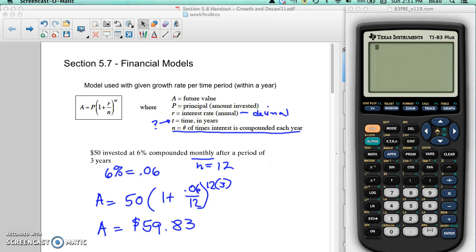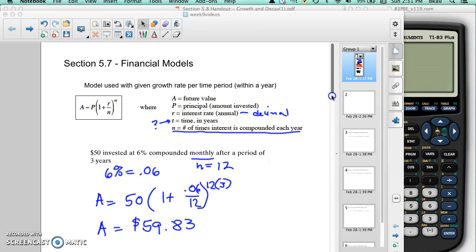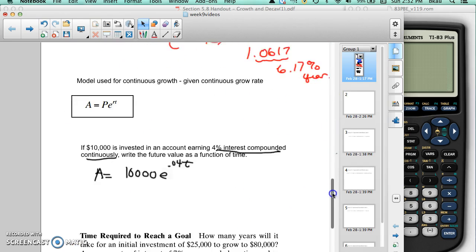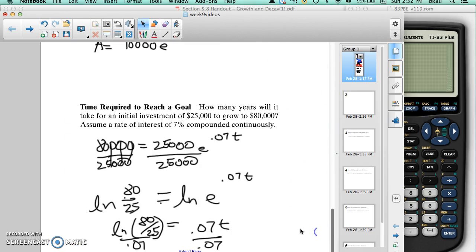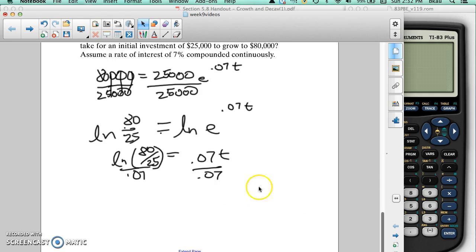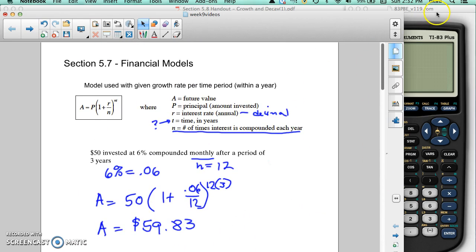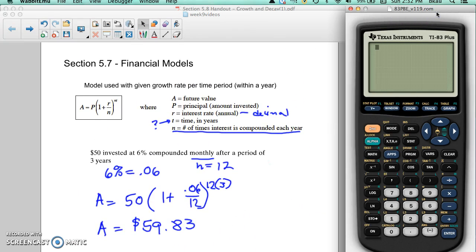Hello, in this video I'll just spend a little bit more time in section 5.7. We had talked about financial models. We had computed some values for each financial model. We didn't quite get to the last problem here, but we're going to finish with that problem today in this video. So I just wanted to go over some of the things to look at on your calculator as well.